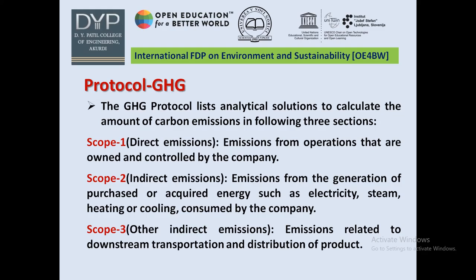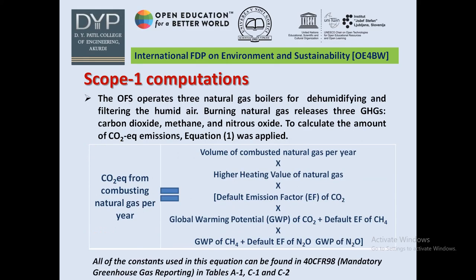Let's have a brief overlook on the GHG protocol. The GHG protocol lists all analytical solutions to calculate the amount of carbon emissions in the following 3 sections. Scope 1 caters to direct emissions, emissions from operations that are owned and controlled by the company. Scope 2 is indirect emissions, that is emissions from generation of purchased and acquired energy such as electricity, steam, heating or cooling consumed by the company. Scope 3 is other indirect emissions. These are emissions related to downstream transportation and distribution of product.